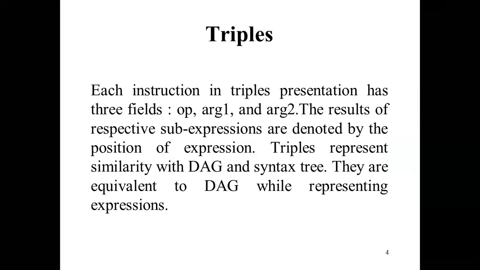Another form to represent three address code is called triples. Each instruction in the triples representation has three fields. As the name suggests, quadruples have four fields and triples have three fields, or we can say three references. In triples there are three references, in quadruples four references in total including the operator. Here we define argument 1 and argument 2.